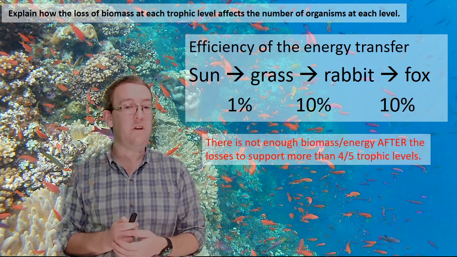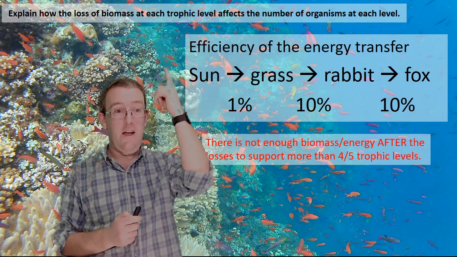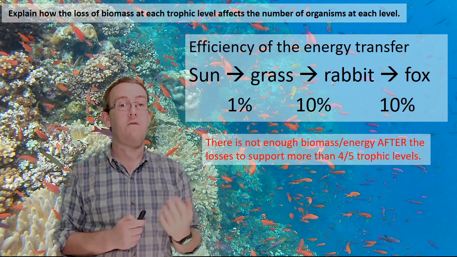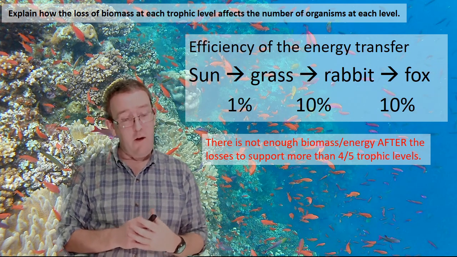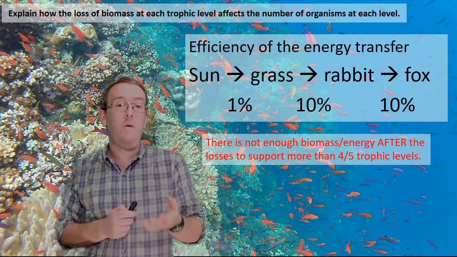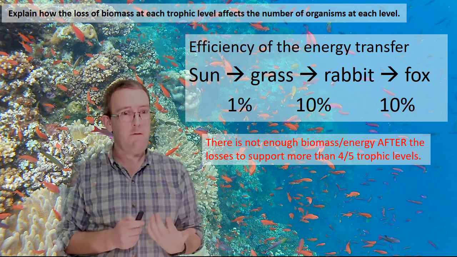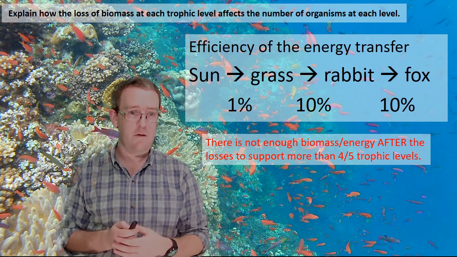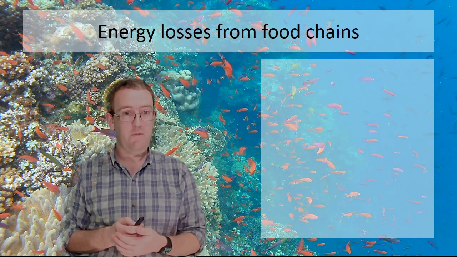So it's absolutely tiny. This answers our previous question, up there, look: explain how the loss of biomass at each trophic level affects the number of organisms in each trophic level. And that is basically the idea that there's not enough biomass. So if you were an organism that purely fed on foxes, there simply wouldn't be enough foxes for you to get enough mass. So that's the answer to that question. Again, if that comes up, that's what you say.